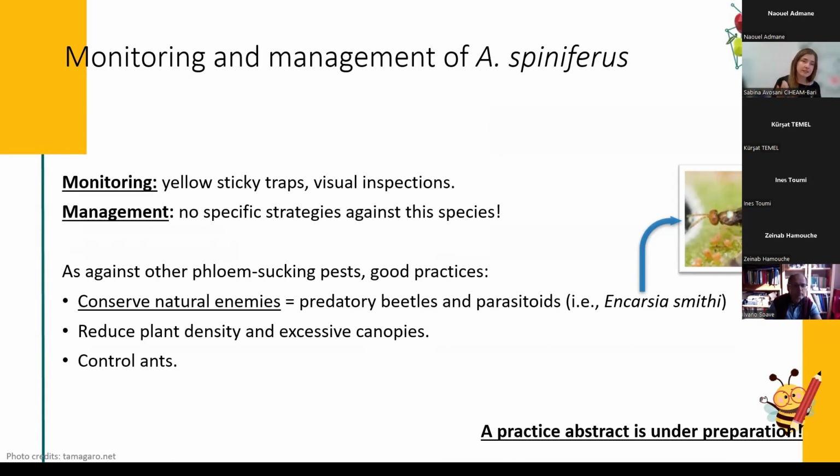Again, it's really important to conserve the natural enemies inside your orchard, which are predatory beetles, but especially the parasitoids. It seems that the parasitoid Encarsia smithi is the most efficient one, which can also be released in case of high infestation rates. Similarly to other species, it's important to reduce the plant density and excessive canopies to increase the resistance of the plant. And it's important to control the ants.